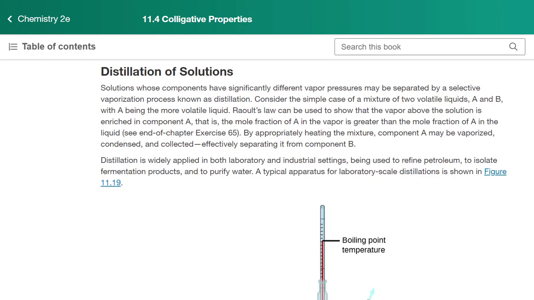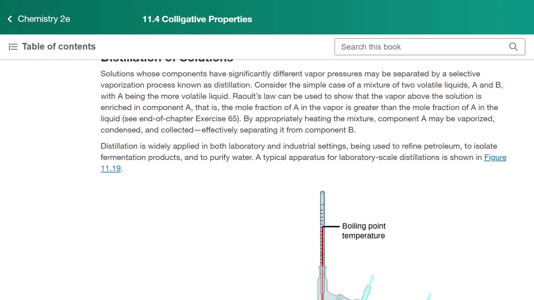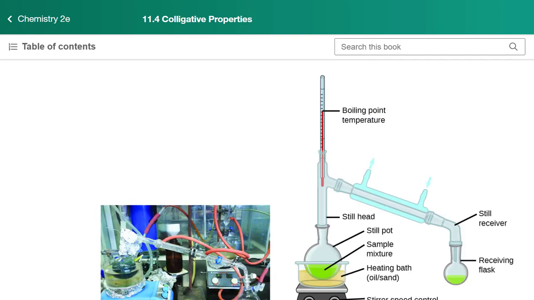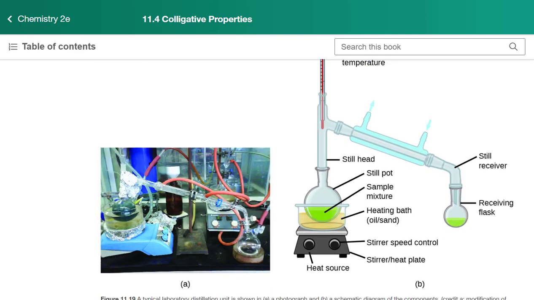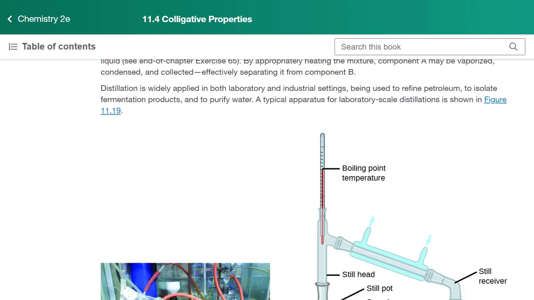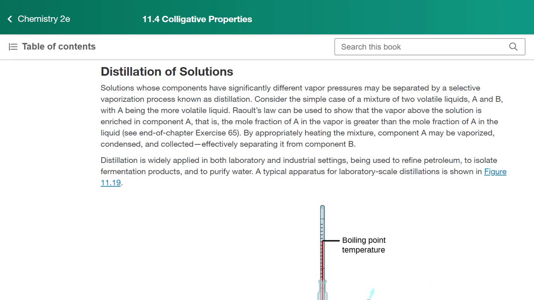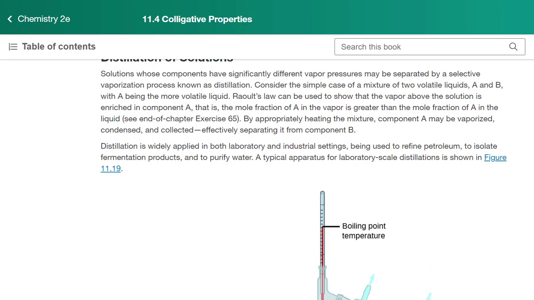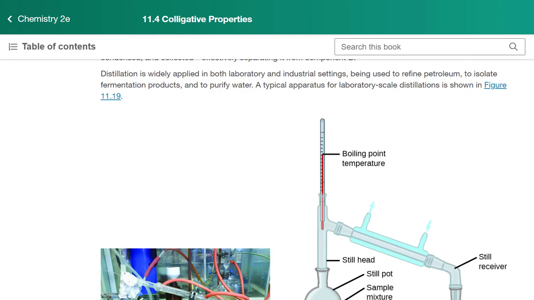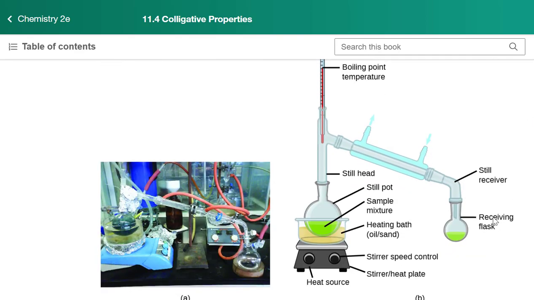One application of this idea of differences in vapor pressure is the laboratory procedure of distillations. So you probably have heard the term distillation at some point in your life. If you take organic chemistry, you will be doing a lot of these. A distillation is a process where you have a mixture of liquids and you can separate them because they will have differences in their vapor pressure, and you can selectively get the liquid with the higher vapor pressure compared to the one with the lower vapor pressure.